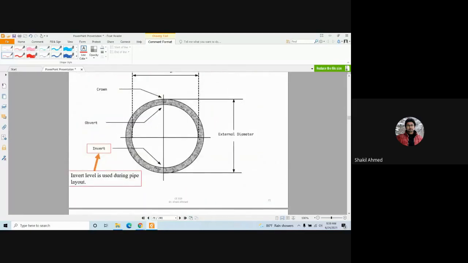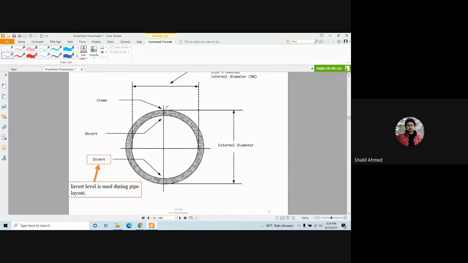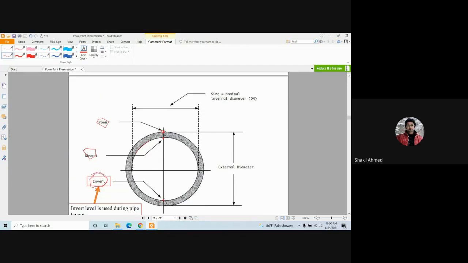Another thing, remember that if this is a sewer cross section, then this outer surface top part is called the crown, and the inside surface top part is called the overt, and the inside surface bottom is called the invert. And this is the internal diameter, right? And from here to there, this is the external diameter. And from here to there, this is the internal diameter. Clear?